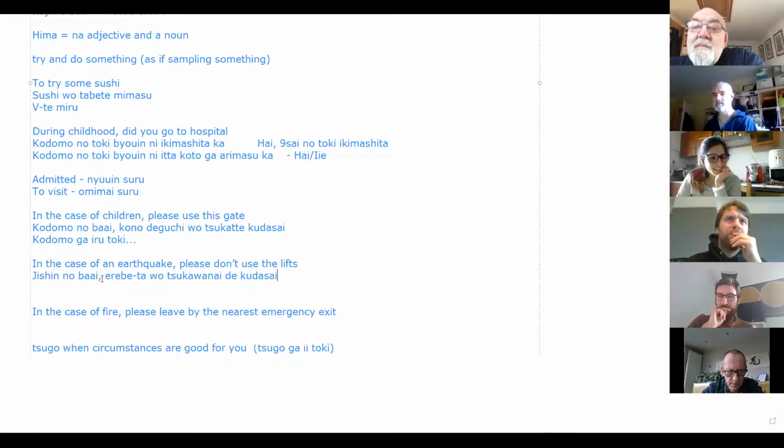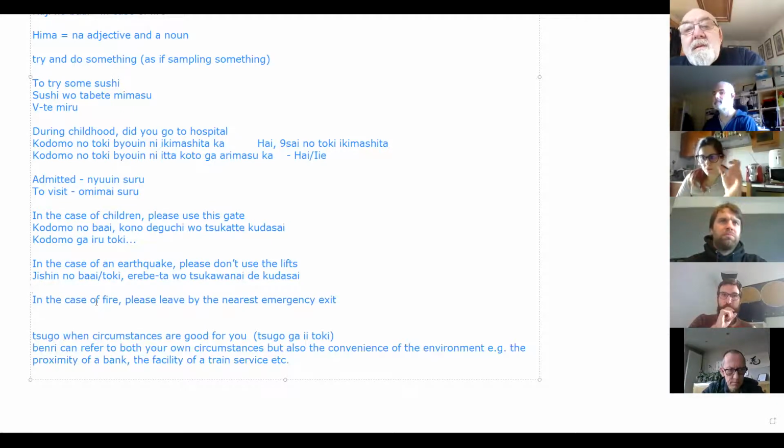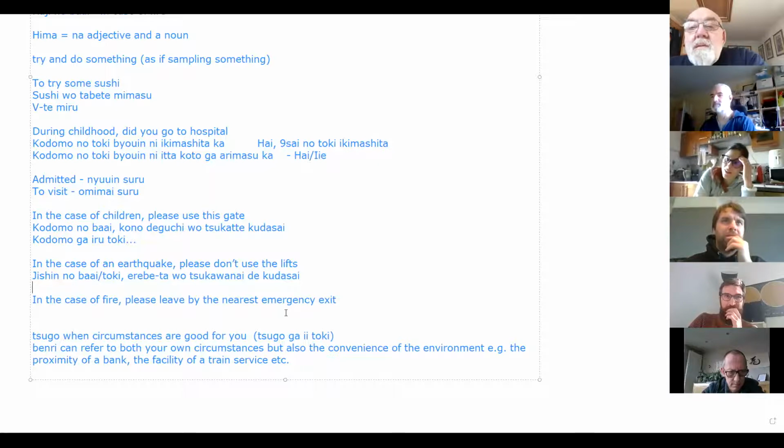Can you use toki for this, Costa? Yes, why not? So when it's earthquake, don't use. Exactly. Yeah, good. This is not toki because it's how it's called in English? No adjective. Noun. This is a noun. Oh my God. Thank you. Sorry. Okay. Cool.